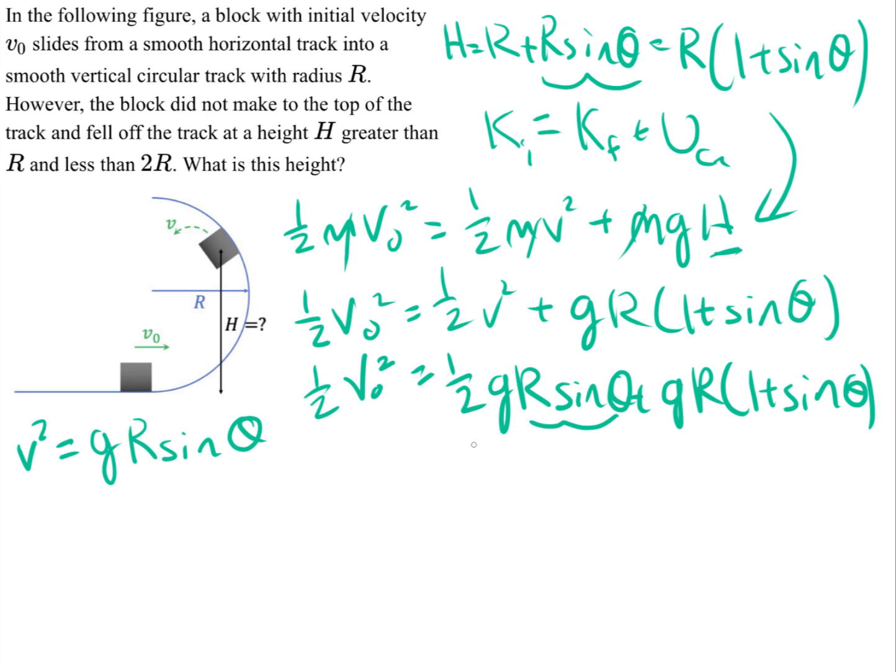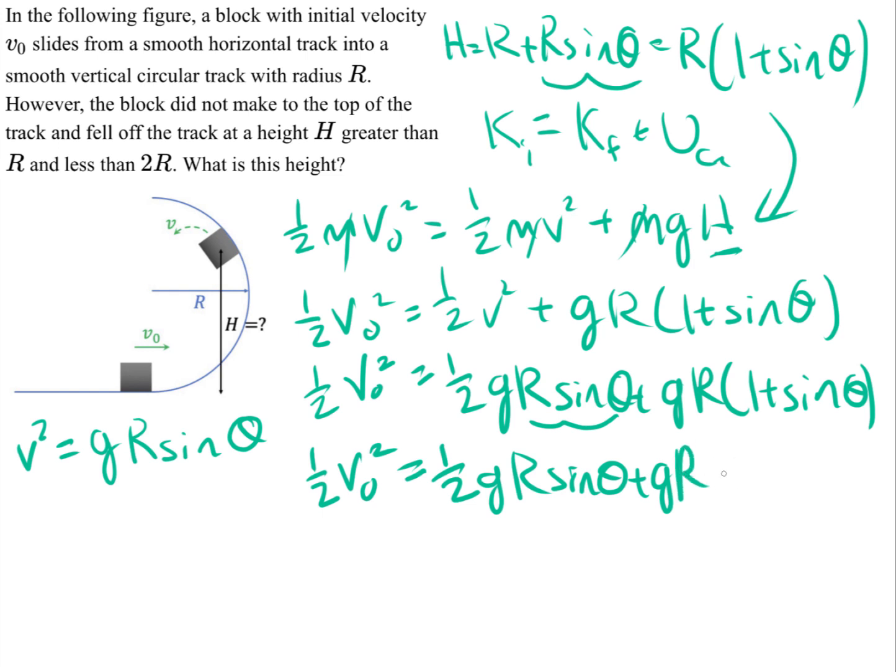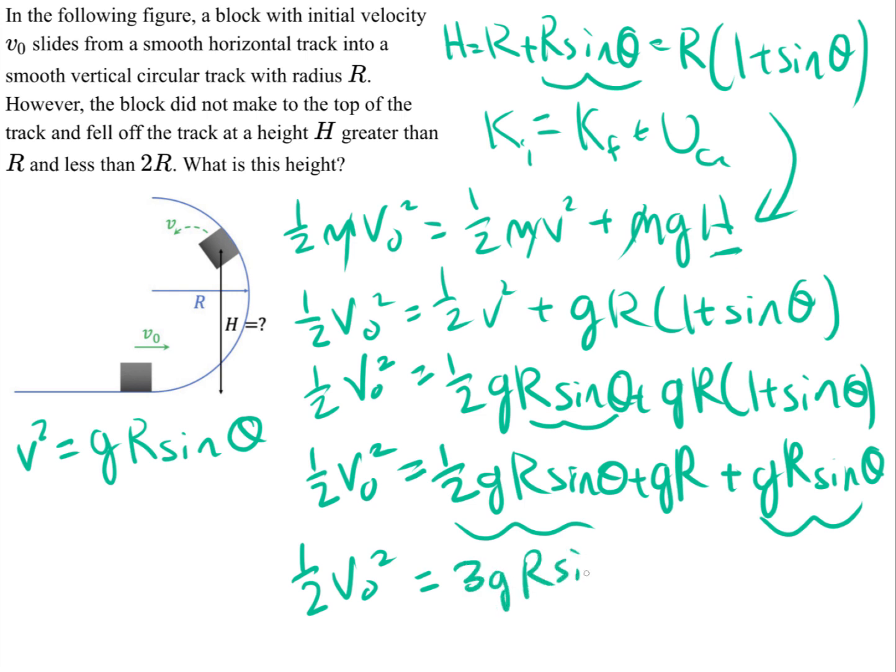So if we multiply both of these, 1/2 v naught squared is equal to 1/2 gr sine theta plus gr plus gr sine theta. And this is what we get after we distribute here. So we can add these two terms together because they are the same, basically. So 1/2 v naught squared is equal to 3 gr sine theta over 2 plus gr.